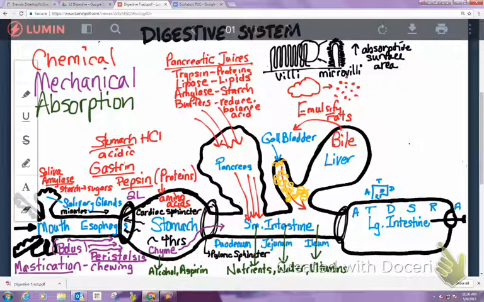Gallstones are a solidification of the bile salts. You can get a blockage of the common bile duct so that the bile can't get out. This leads to an enlarged gallbladder. It's extremely painful, and it can even burst. It can become infected. This is when you would have your gallbladder removed.